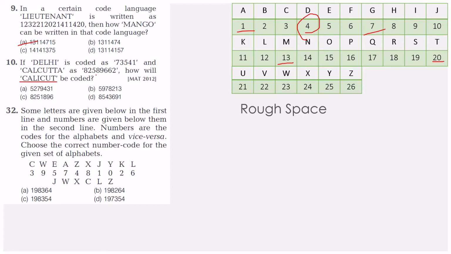So don't worry. It's a simple question to solve. So Delhi 73541. So take D equal to 7 and E equal to 3, L equal to 5, H equal to 4, I equal to 1. So take that and solve that. You'll get the answer. Let me solve that. CAL 825. 825 is the starting one because of CCAALL. So D is eliminated, B is eliminated, A is eliminated. So C is the answer, guys. That wasn't that tough, was it?